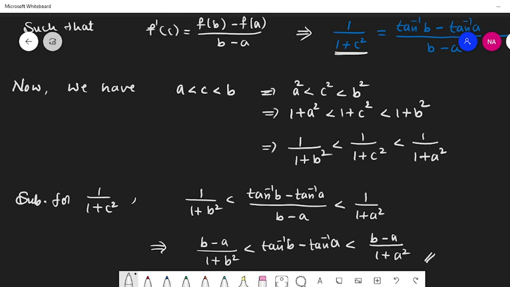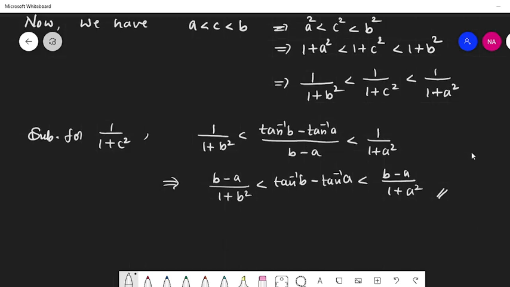So, this is how we can prove many inequalities using Lagrange's mean value theorem.